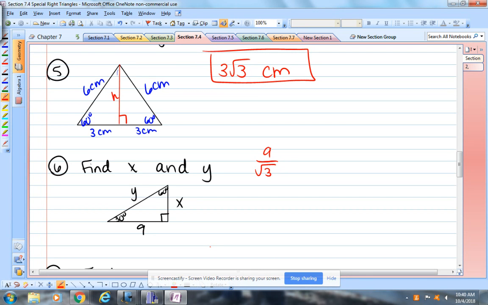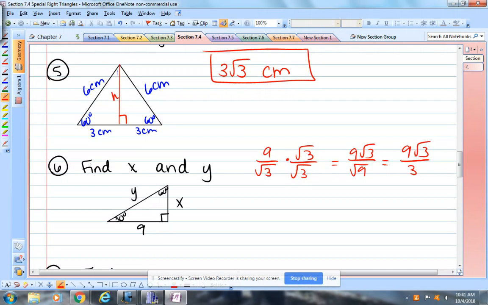Now how do we get rid of radicals in the denominator? Multiply by radical 3 over radical 3. Remember this from the other day? I think it was Monday. Multiply across. What's 9 times radical 3? And what's radical 3 times radical 3? And what's the square root of 9? So that's 9 radical 3 over 3.